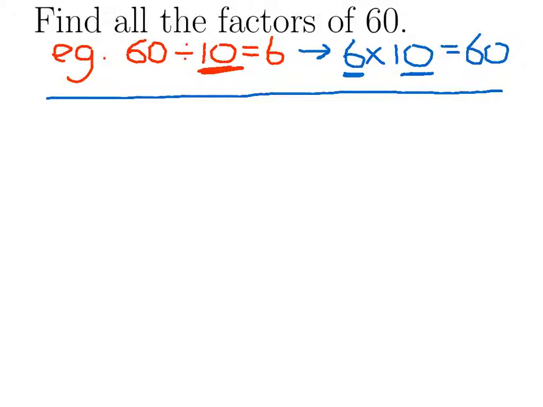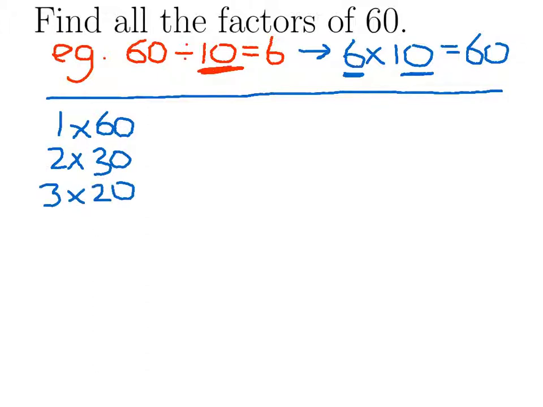So we'll start with 1 times something. 1 times 60 is 60, so that means 1 and 60 are both factors. Now 2, that works, doesn't it? 2 times 30. We can do 3 times 20. See how I'm keeping columns here and I'm gradually working my way through 1, 2, 3. I'll try 4 next. 4 times 15. 5 times 12. That's another way. 6 times 10 we've already talked about.